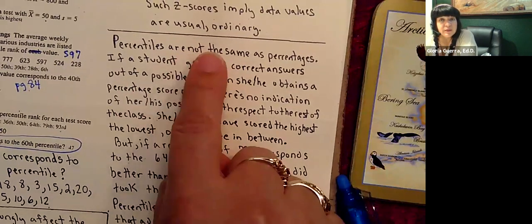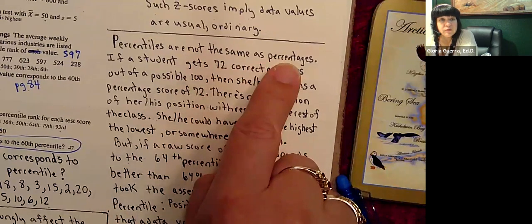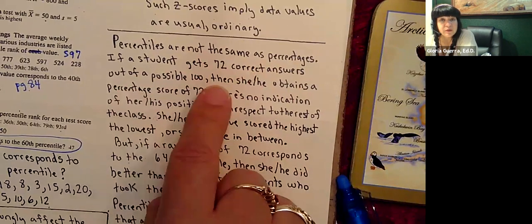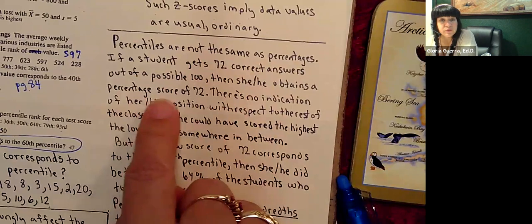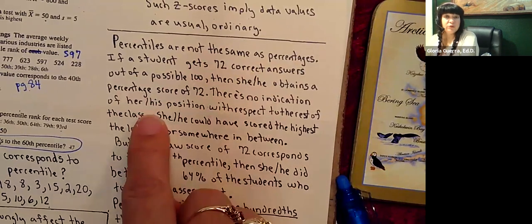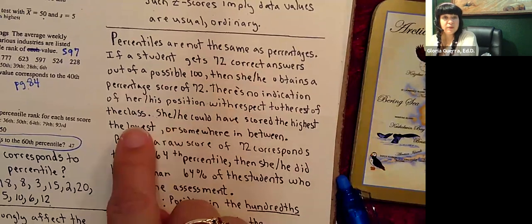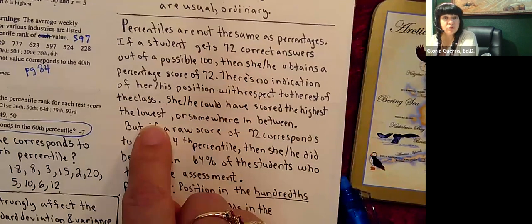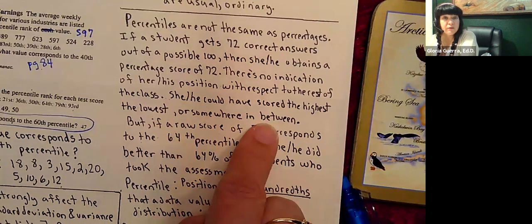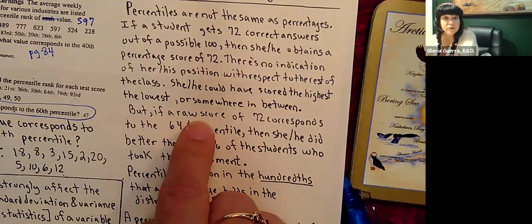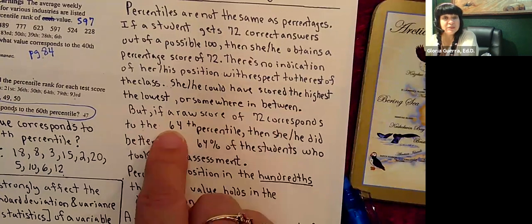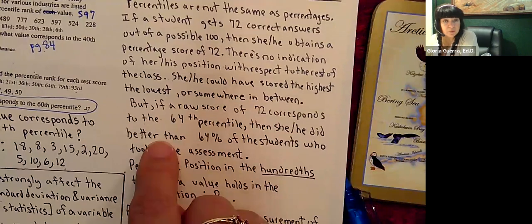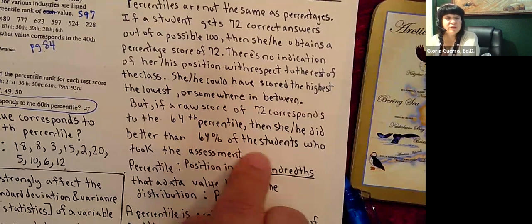Percentiles are not the same as percentages. If a student gets 72 correct answers out of a possible 100, then he or she obtains a percentage score of 72. There's no indication of his or her position with respect to the rest of the class. The student could have scored the highest or the lowest or somewhere in between. We just don't know. But if a raw score of 72 corresponds to the 64th percentile, then this means that the student actually did better than 64% of the students who took the same assessment.